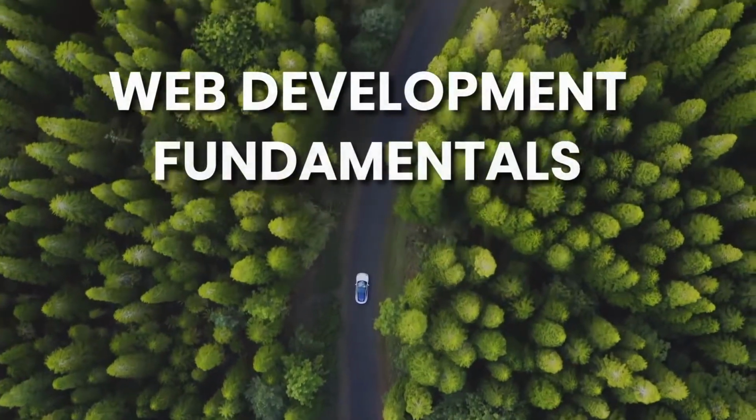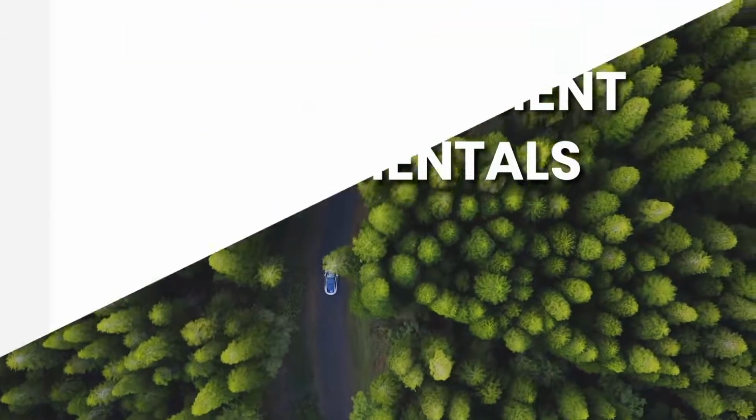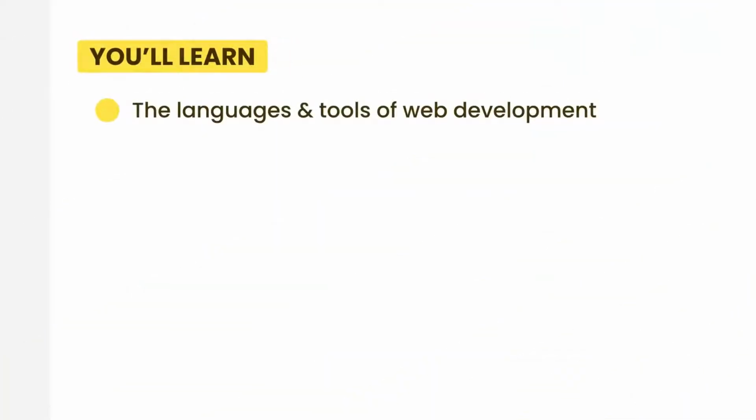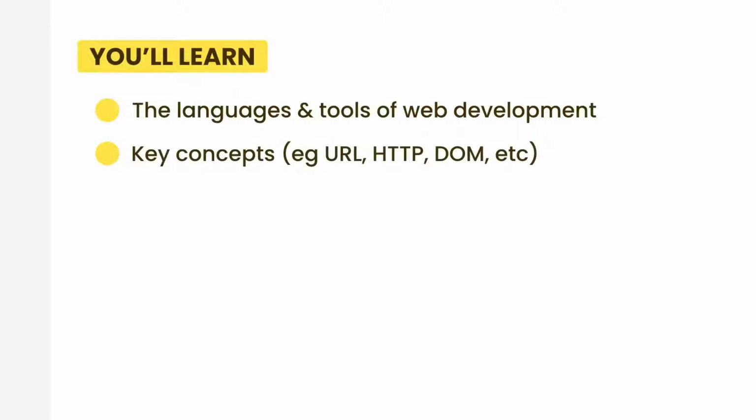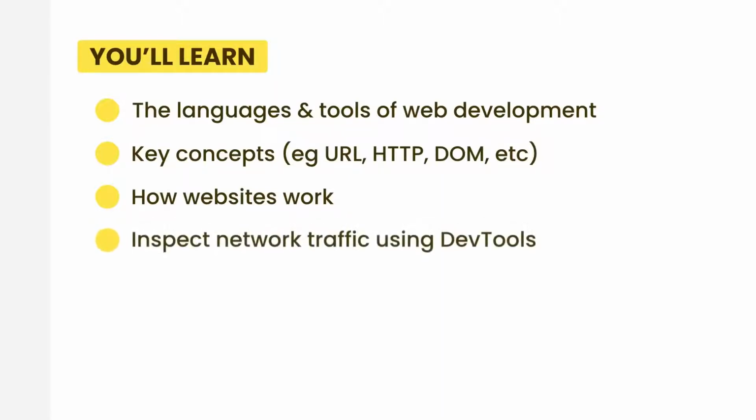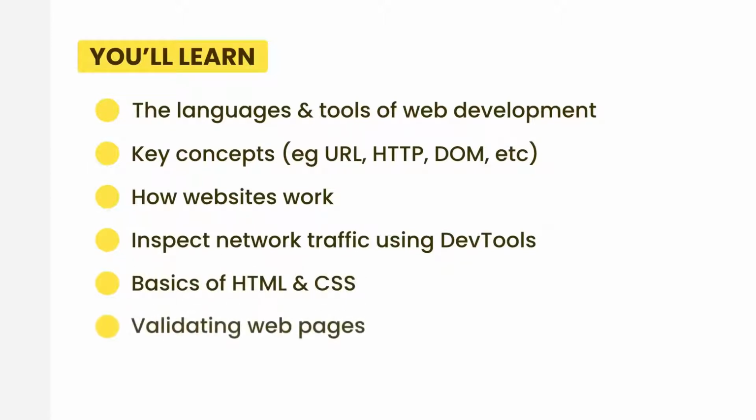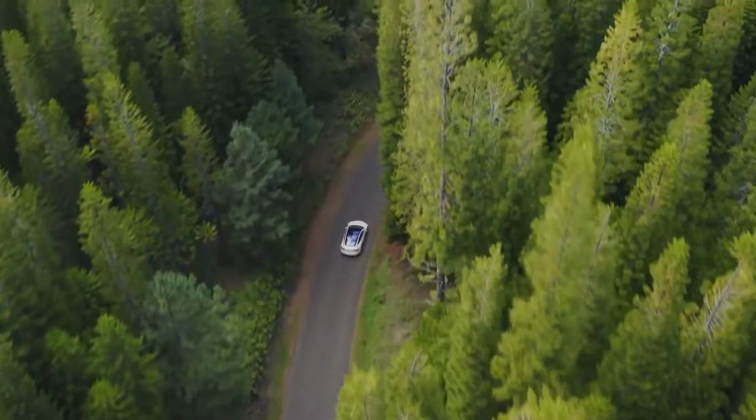In this section, we're going to talk about the fundamentals of web development. You'll learn the languages and tools used in web development, as well as the key concepts and vocabulary such as URL, HTTP, DOM, and so on. We're also going to talk about how websites work, so you will understand what exactly happens under the hood when you use your browser to visit a website. You will also learn how to inspect network traffic using Chrome DevTools, which is a very powerful tool used by front-end developers. We'll also talk about the basics of HTML and CSS and validating web pages, which is something a lot of developers miss. It's going to be an awesome journey, so let's jump in and get started.